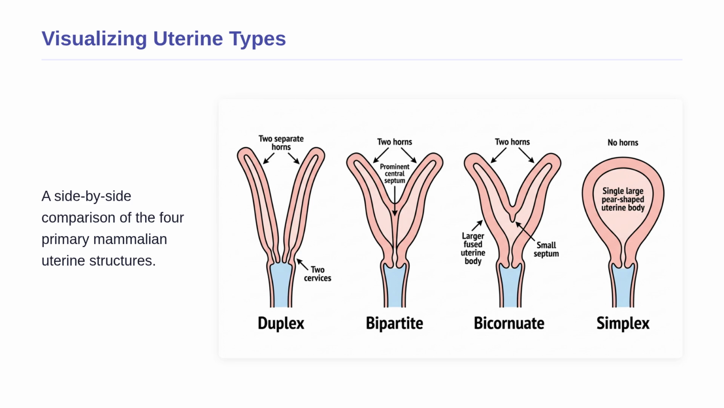Third is the bicornuate uterus, where the fused uterine body is larger and the septum is smaller. Finally, on the right, the simplex uterus shows a single, unified, pear-shaped body with no horns. Notice how the progression from left to right clearly illustrates the increasing degree of Mullerian duct fusion.